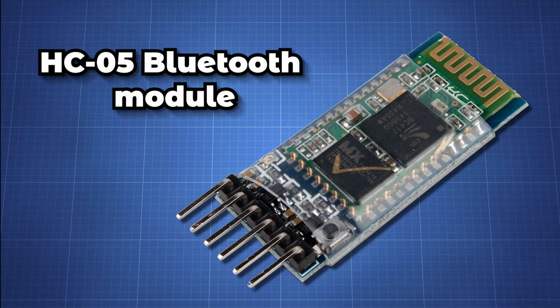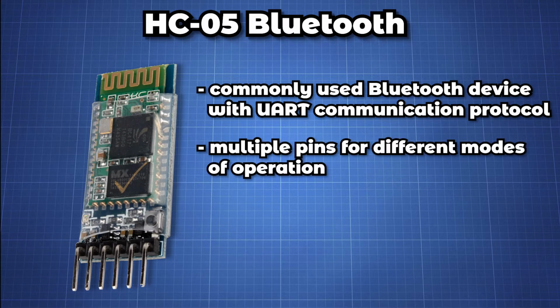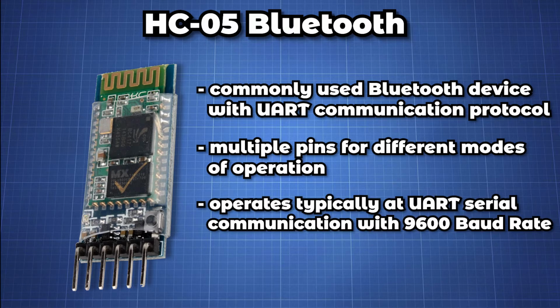Let's first have a look at the HC-05 Bluetooth module. This module is a commonly used Bluetooth device that uses UART communication protocol. It has multiple pins for different methods of operation, which makes it unique compared to other modules. The module typically operates with UART serial communication, with TX and RX pins at 9600 baud rate.